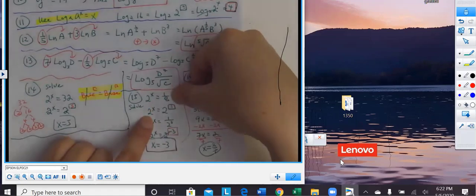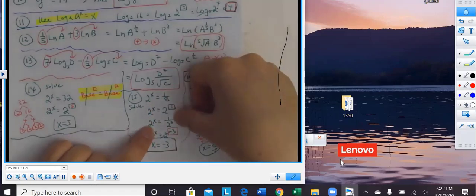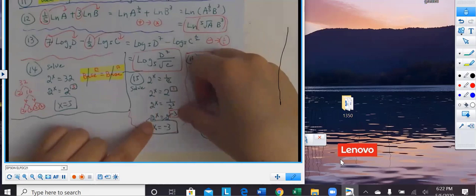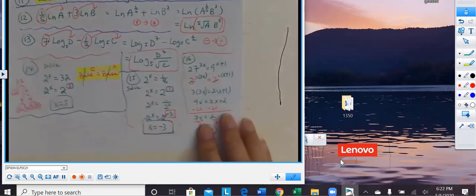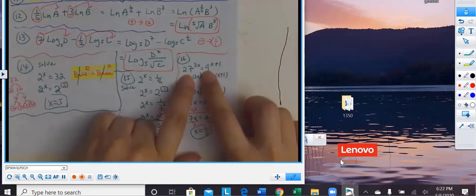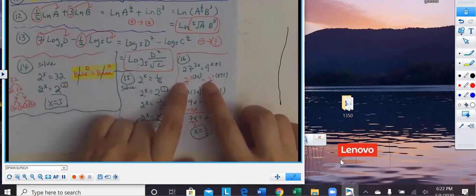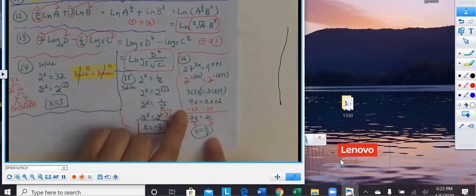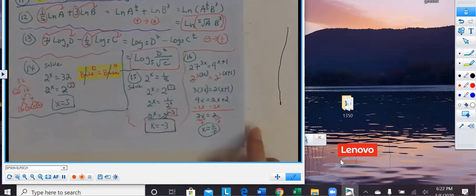This one is 1 over, and 1 over means you're going to turn that into a negative exponent. Cancel the base. Number 16, I'm going to change both sides to base 3. Once you have base 3 on both sides, you can cancel the base and just solve for x. So that's 14, 15, and 16.